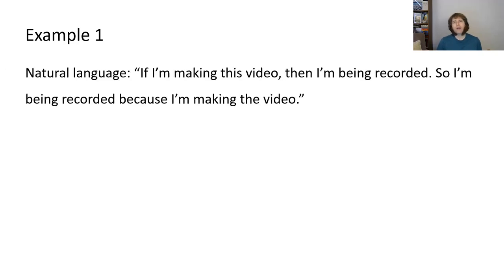Okay, so our first example, and I'm sorry these examples are a little bit boring. I find that can be pretty useful when you're learning something like this, just so the examples aren't too distracting. So look, if I'm making this video, and this is me, these are my words, I'm speaking. So of course, one thing we're supposed to do when we translate is avoid pronouns. So this is me talking here. If I'm making this video, if Carl's making this video, then I'm being recorded. So I'm being recorded because I'm making this video. It's pretty obvious, right? This is a very simple argument.